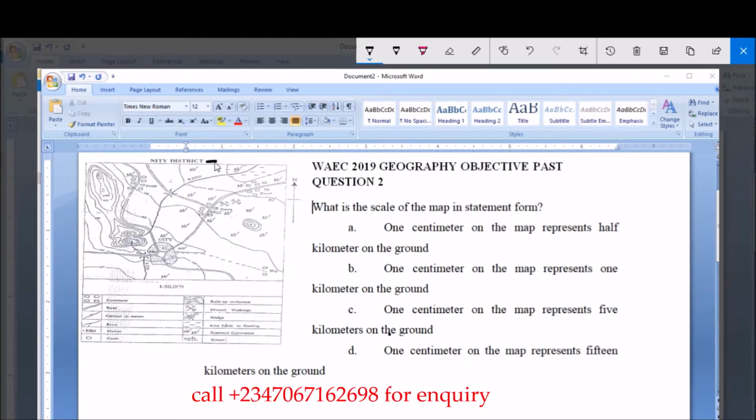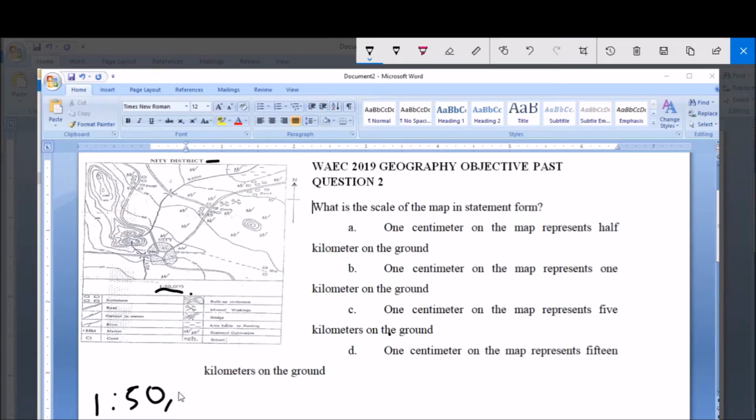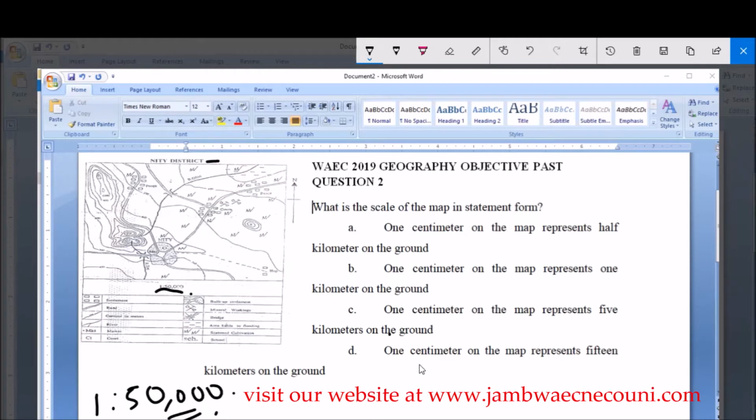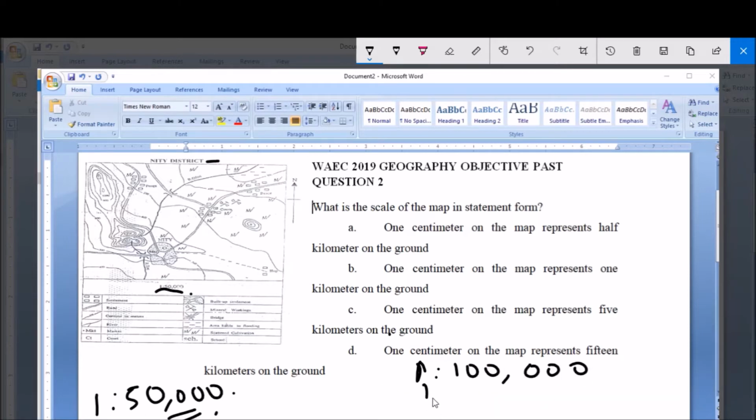Now we are looking at this map of Niti district, and this is the scale given to us in the ratio form, which is 1 is to 50,000. Now, for the sake of reference, in map reading, 1 is to 100,000 means 1 centimeter on the map represents 1 kilometer on the ground. So this is usually the standard used in map reading, but now we have 50,000.